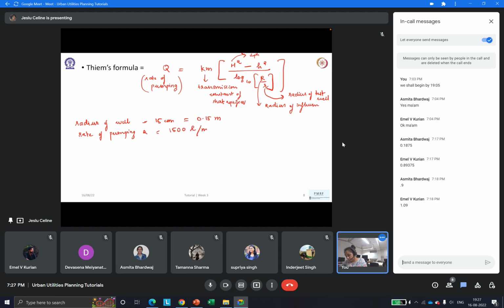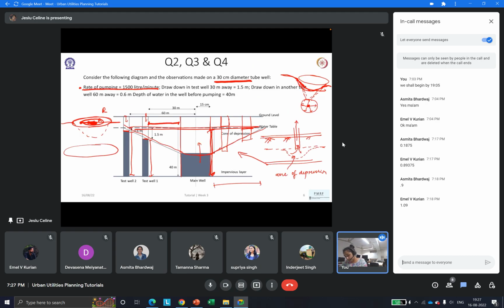Now, for test well 1, so we have two test wells. For test well 1, we know the distance at which it is located, let's go back and see. It is 30 meters away. So the radius is 30 meters, and the drawdown, our small h, is 1.5 meters. That is what is given. And for the second one, it is 60 meters away and 0.6 meters in depth.